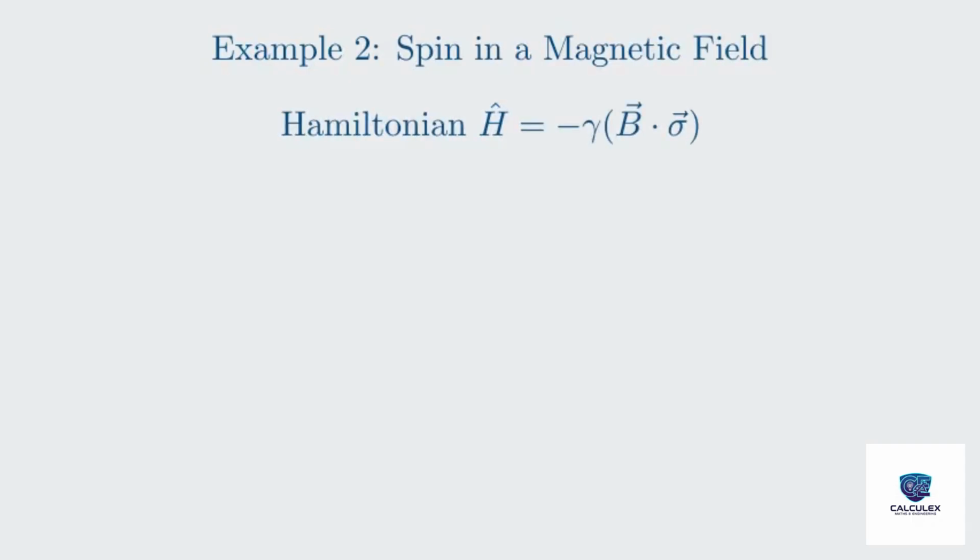Our second example of time evolution is for a two-state system, like our spin 1/2 particle in a magnetic field. The Hamiltonian, which is the energy operator for a spin in a magnetic field, is given by negative gamma times the inner product of the magnetic field vector B with the vector of Pauli matrices sigma. In the Z basis, this is a 2x2 matrix. Let's say we prepare our particle in the spin-up state.